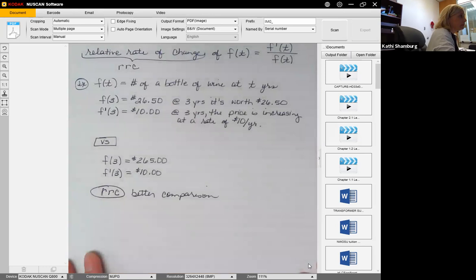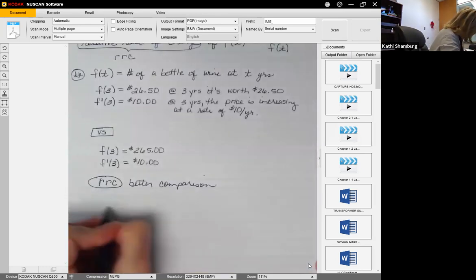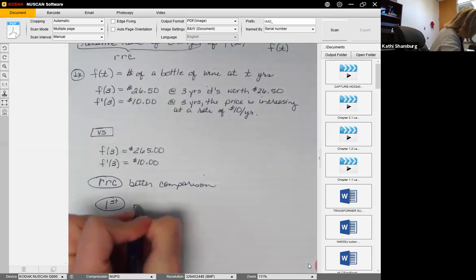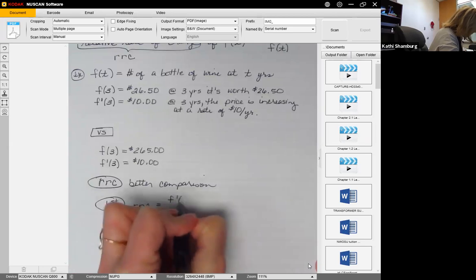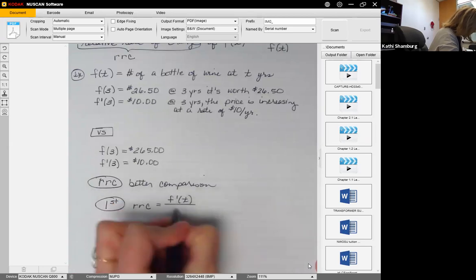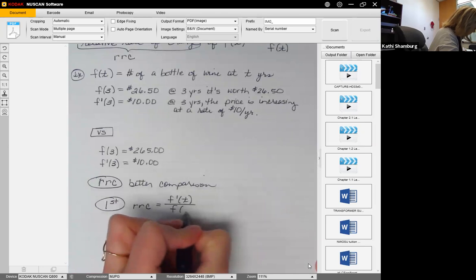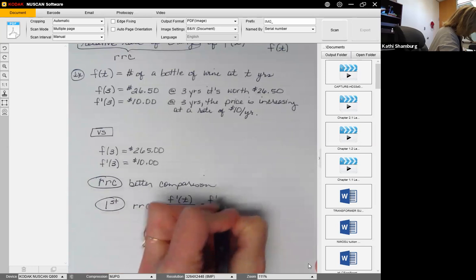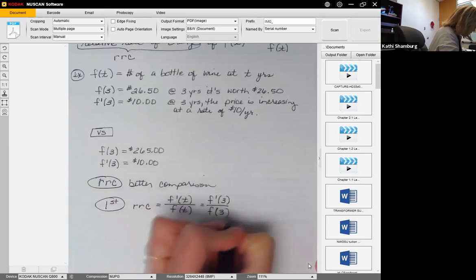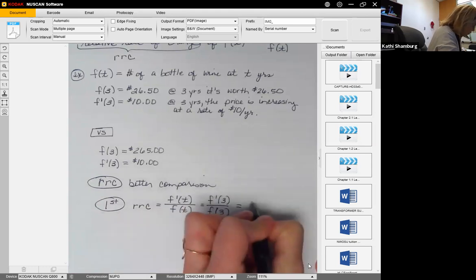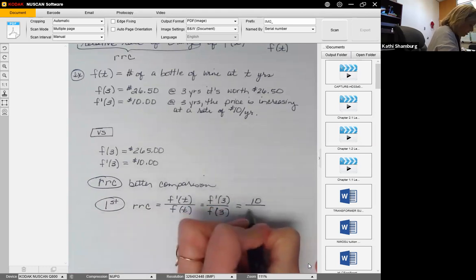And let me show you why. So let's talk about the first bottle. So the RRC, relative rate of change, is equal to the derivative over the function. And I'm looking at 3 years. So those were given. So this was $10. This was $26.50.